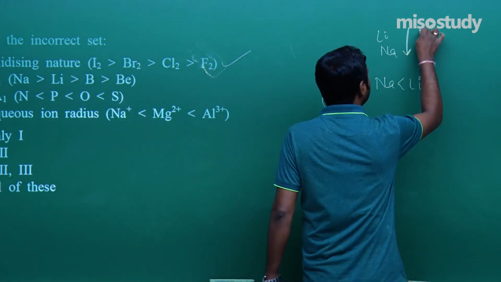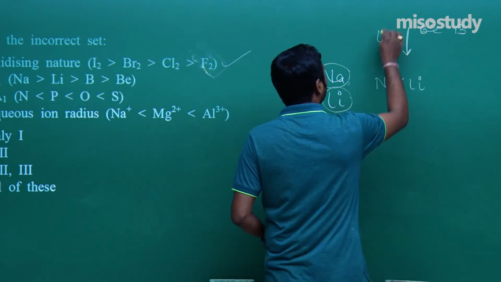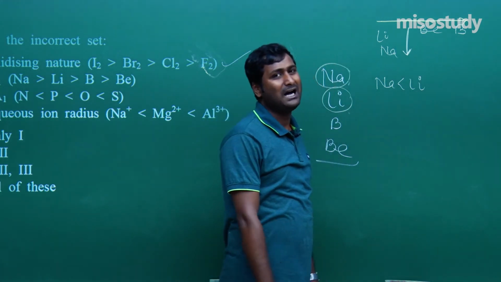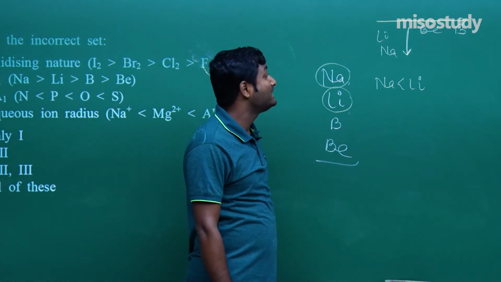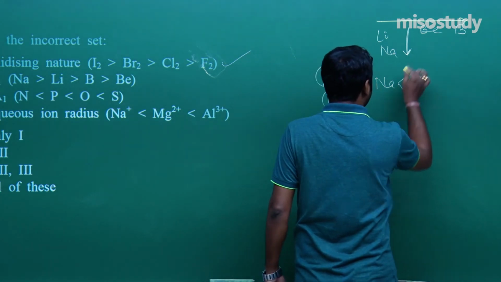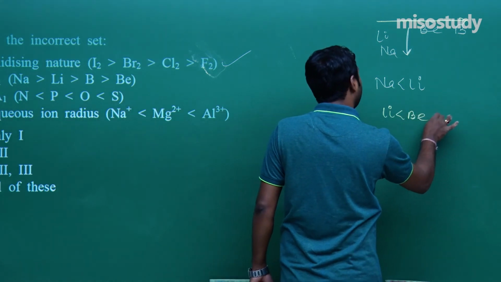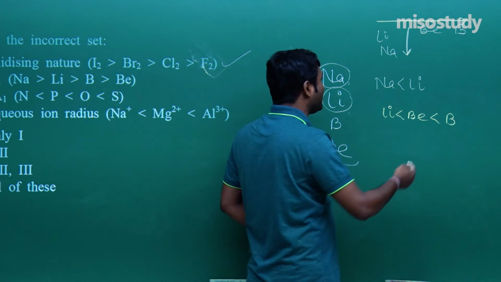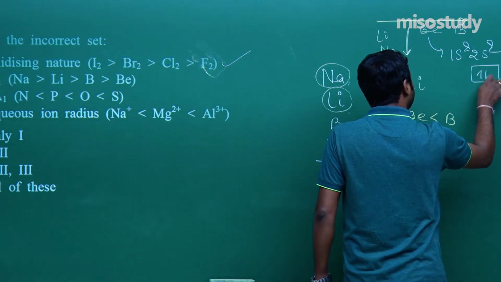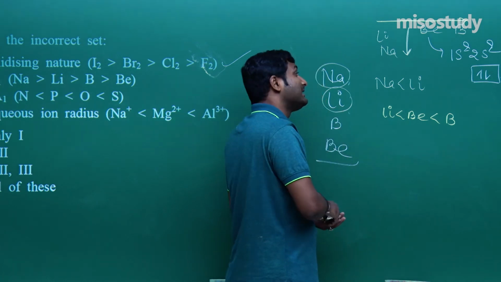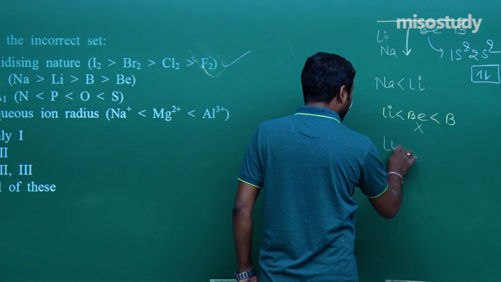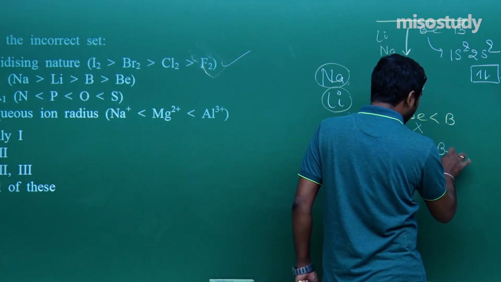Now if I talk about lithium, beryllium and boron, as we know, if we move along the period, there is very little tendency to release electrons, so ionization energy increases because size also decreases. But here there is a contradiction. The order should be lithium, beryllium and boron. But beryllium has the electronic configuration 1s2, 2s2, a completely filled subshell. Completely filled means high stability, and in this case the ionization energy is more. So the order is lithium, boron, and then beryllium.